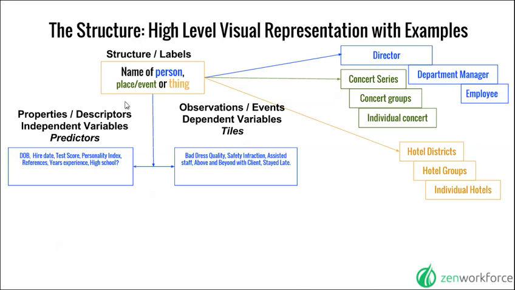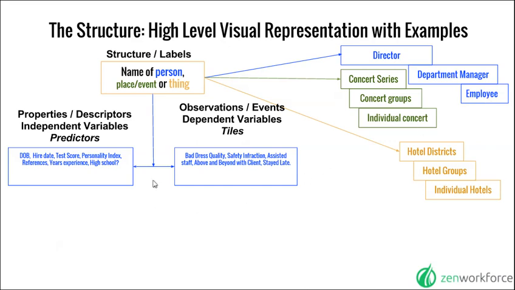On the predictor side, we have things that describe, in this case, the blue scenario, which is the employee: their date of birth, their hire date, test scores, and their personality and whatnot. Also, we have events that we're capturing in the tile, and these tiles might talk about their dress quality or a safety infraction, like running with scissors, whatever it might be. These are captured on the tiles, and again, these blue things are also events that relate to the employee.